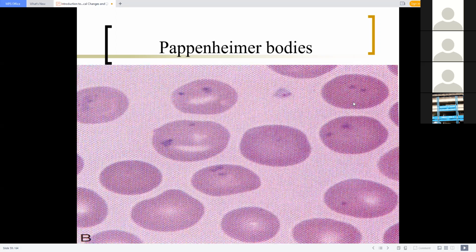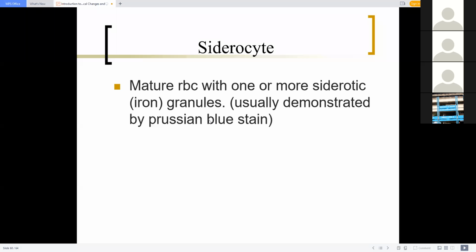All right, so one should be able to differentiate them from Howell-Jolly bodies. Pappenheimer bodies can be several in one cell. Howell-Jolly bodies are usually singular. When a mature red cell has any Pappenheimer bodies, we call it a siderocyte. Siderocytes are demonstrated well using Prussian blue stains.